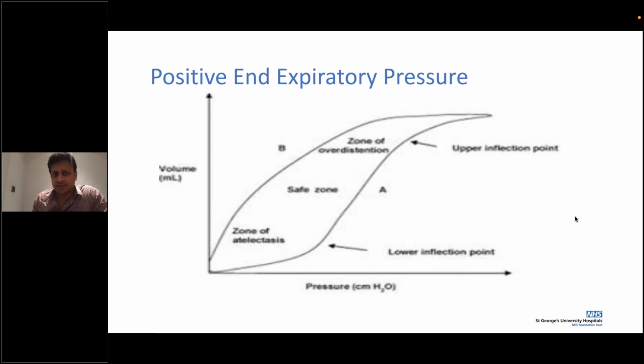What is our idea about ventilation? Our key aim is to ensure that you're ventilating the lungs, or ensuring there is effective gas exchange while ventilating these lungs in the safe zone. What do I mean by safe zone?